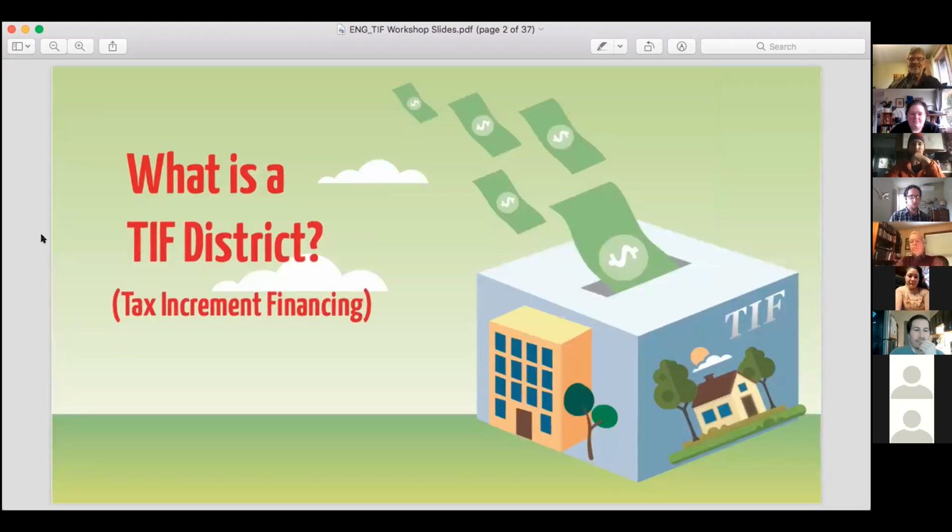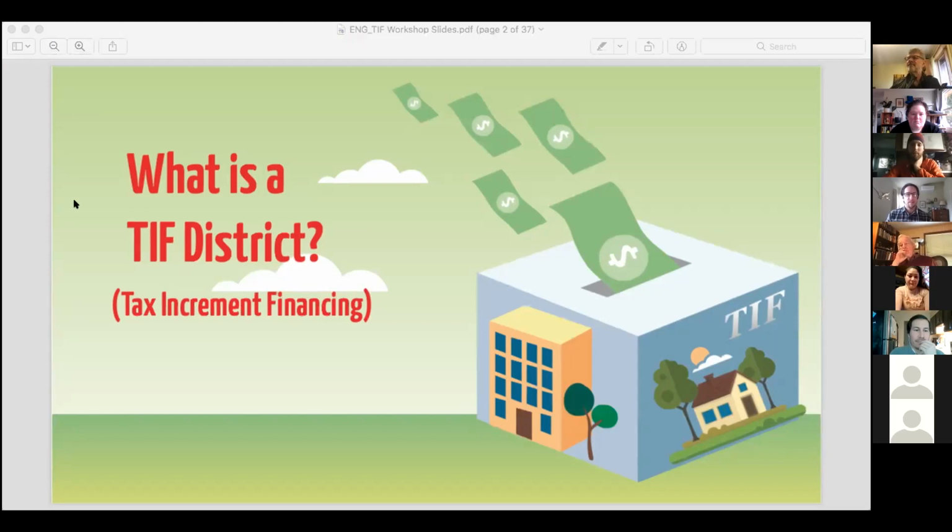So first, what is a TIF district? TIF stands for tax increment financing. And a TIF district is a line that gets drawn on the map around a neighborhood. And this is something that's allowed under state law. And cities can decide to create these districts.